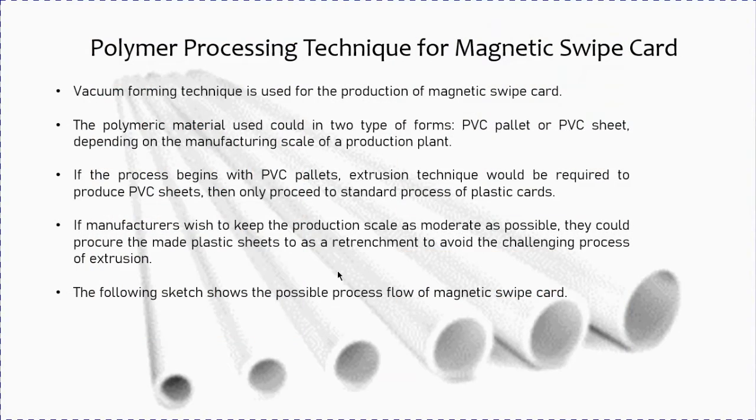Last but not least, in order to produce a magnetic stripe card, a vacuum forming technique is used during the production. The polymeric material could be in two forms, PVC pellet or PVC sheet, depending on the manufacturing skill of a production plant. If the process begins with PVC pellets, an extrusion technique would be required to produce PVC sheets, and only then proceed to the standard process of plastic cards. If manufacturers wish to keep the production scale moderate, they could purchase made plastic sheets as a retrenchment to avoid the challenging extrusion process.